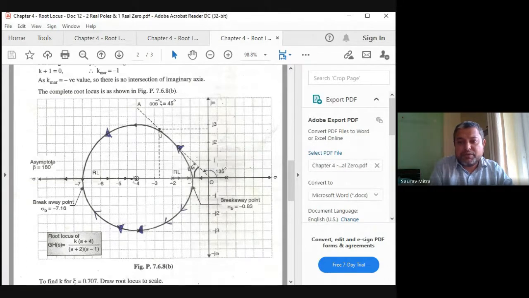The zero is at -4. So there are two poles at k equal to 0. One is at 0 and another is at -2. That means there are two poles and one zero all on the real axis. So you are finding that 0 to -2 is a real axis root locus. This -4 to -infinity is also a real axis root locus.